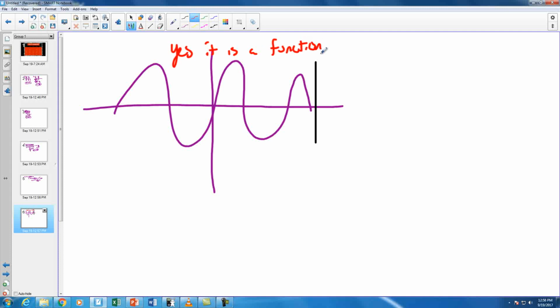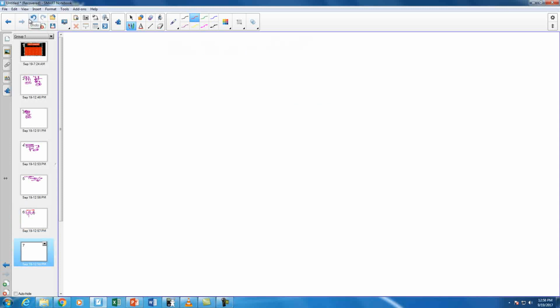It passes what we call the vertical line test. All right, so we move on. We're going to keep cruising. On question number 7, we start into graphing. We have y equals negative absolute value of x plus 4, minus 2.